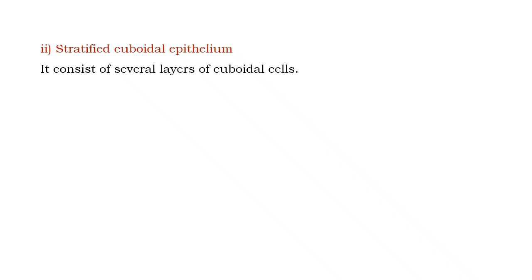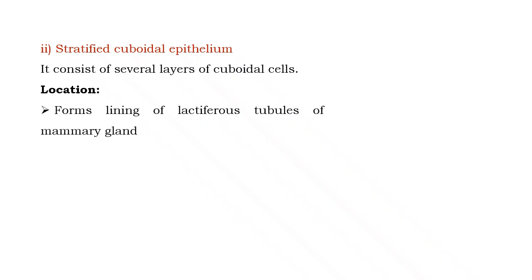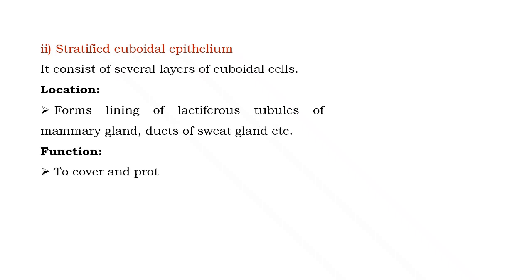Stratified cuboidal epithelium. It consists of several layers of cuboidal cells. Location: forms lining of lactiferous tubules of mammary glands, ducts of sweat glands, etc. Functions: to cover and protect the underlying surface.